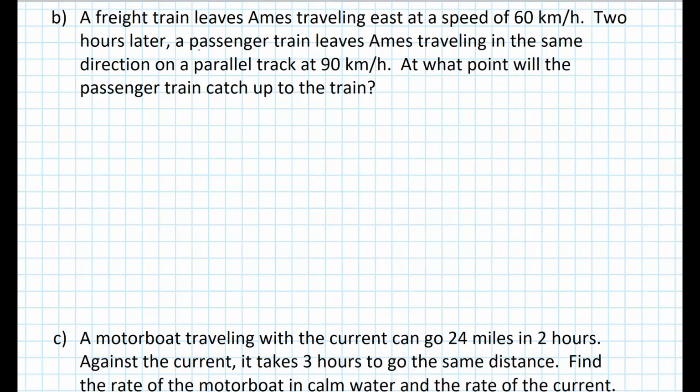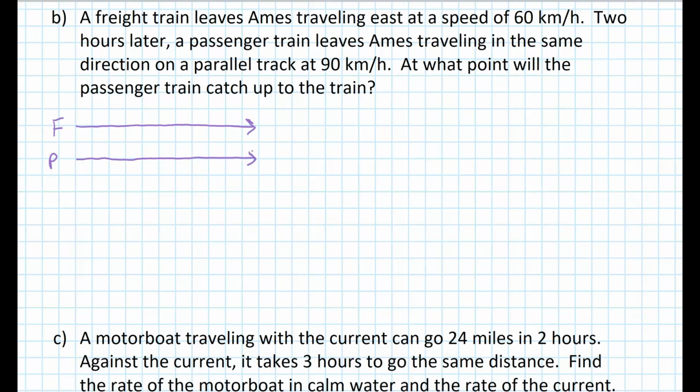So first thing, I'm going to get a visual of this going. Okay, we have a train. This is our freight train, and it's leaving Ames. All right, going this direction. Okay. All right, I have a passenger train. Where's the passenger train leaving from? The same direction, but on a parallel track. So it leaves the same place on a parallel track.